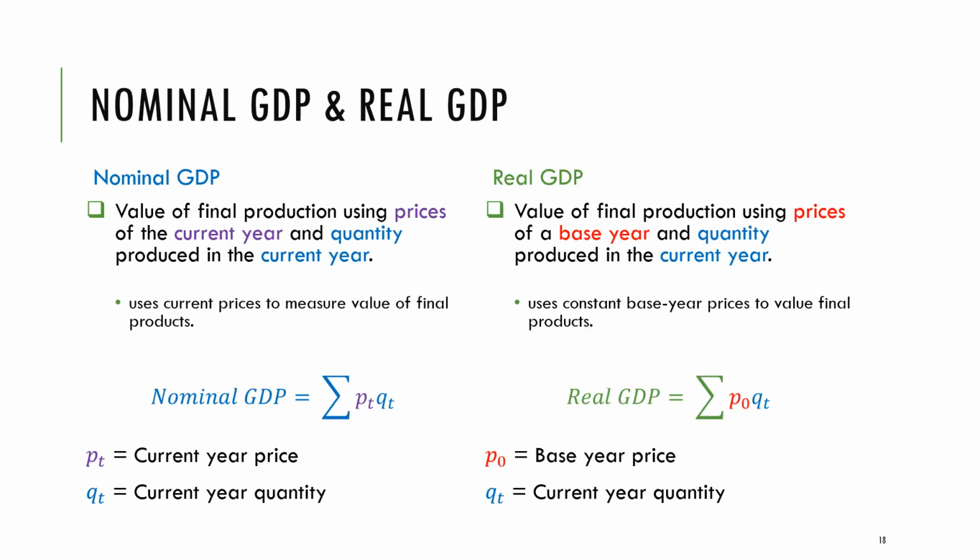Nominal GDP is the total value of final products based on the price and quantity of products at the time of transaction. Hence, nominal GDP is the sum of current year price multiplied by current year quantity of each product. On the other hand, real GDP is the total final product value using base year price and quantity produced in the current year. Therefore, real GDP is the sum of base year price multiplied by current year quantity of each product.